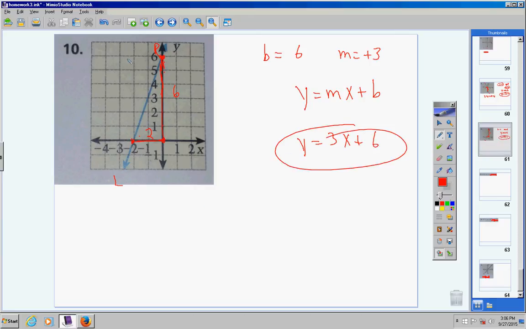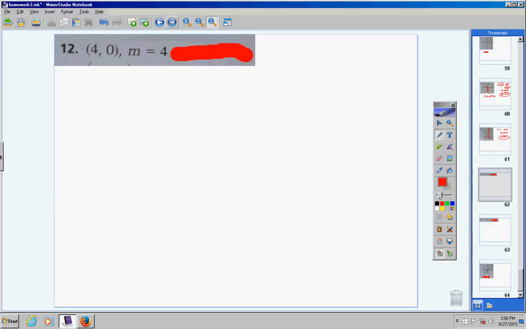Now 12 and 14 are even easier because they give you the y-intercept and the slope. You don't have to find them. Number 12. Nope, I stand corrected. I apologize, guys. On number 12, they're giving you a point and the slope. So anytime you're given a point and the slope, you use this formula or this model right here.